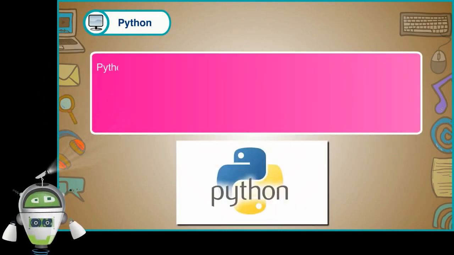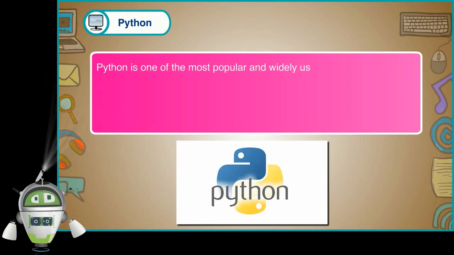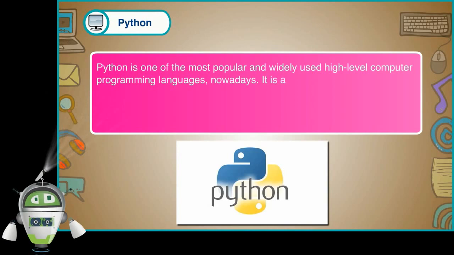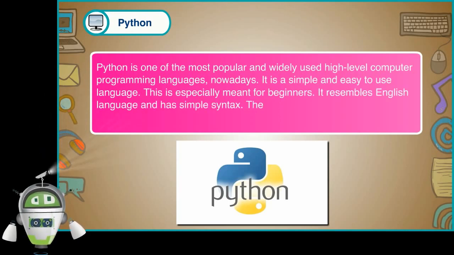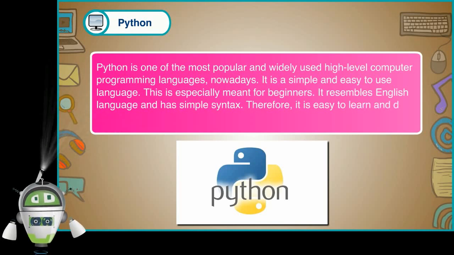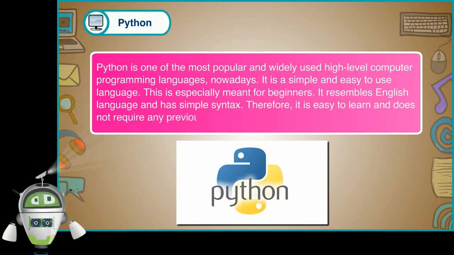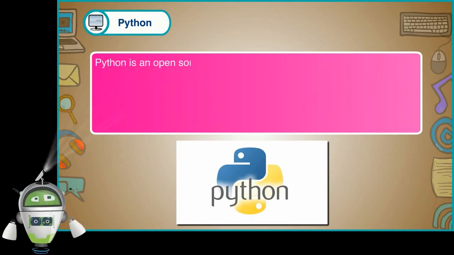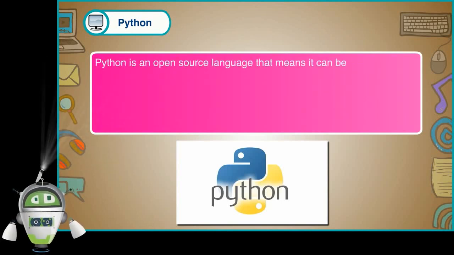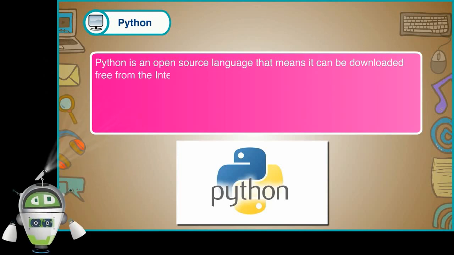Python is one of the most popular and widely used high-level computer programming languages nowadays. It is a simple and easy-to-use language. This is especially meant for beginners. It resembles English language and has simple syntax. Therefore, it is easy to learn and does not require any previous computer programming knowledge. Python is an open-source language. That means it can be downloaded free from the internet, easily installed, and used thereafter.